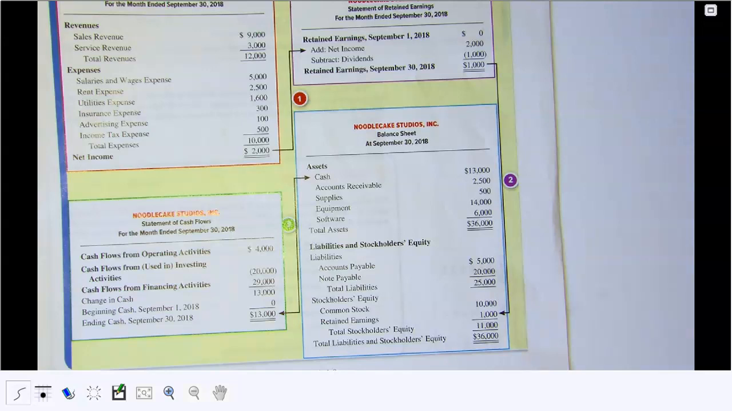What you should do next is watch the problem demonstration of how to prepare these financial statements, and also view the problem demonstration on the relationship between them. These should be the next two videos available in the Chapter 1 folder.